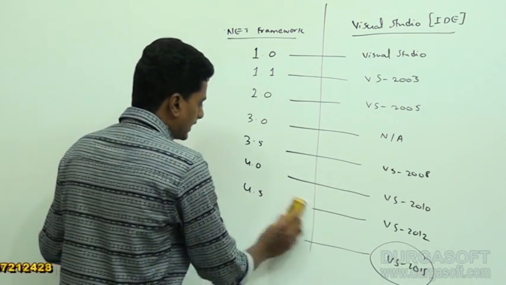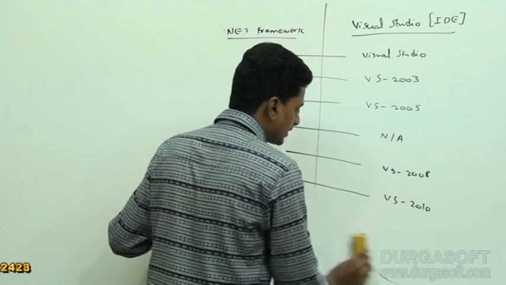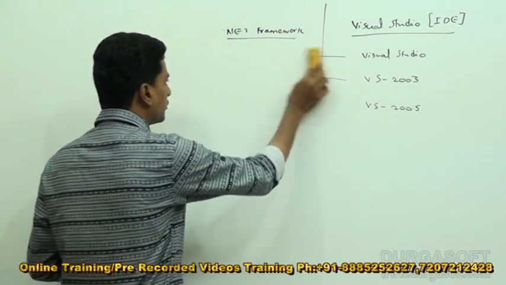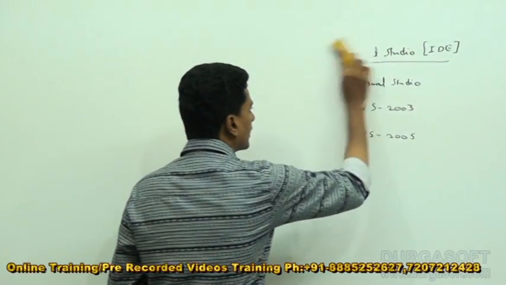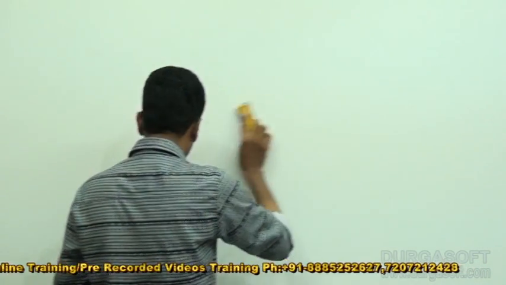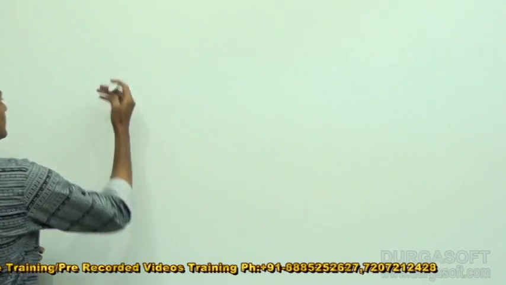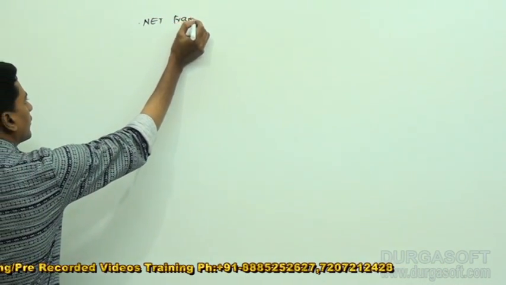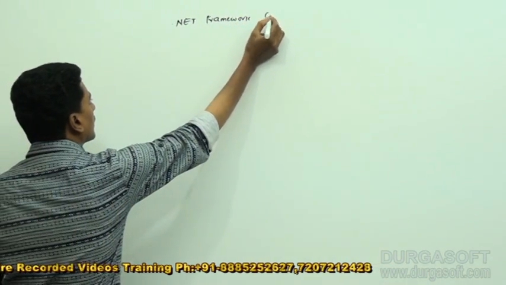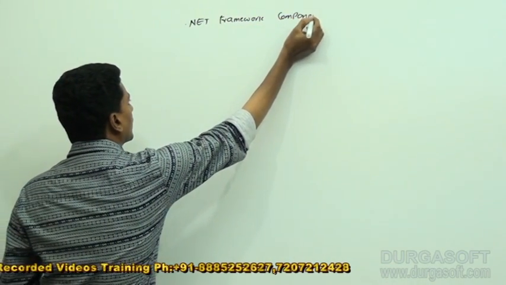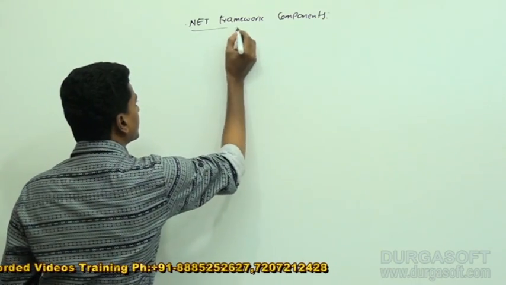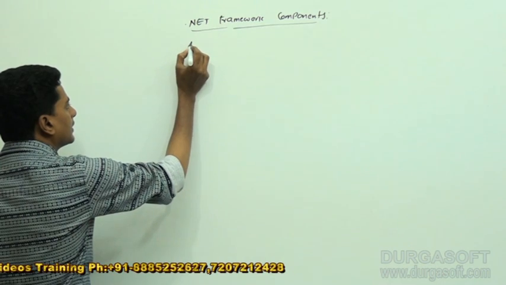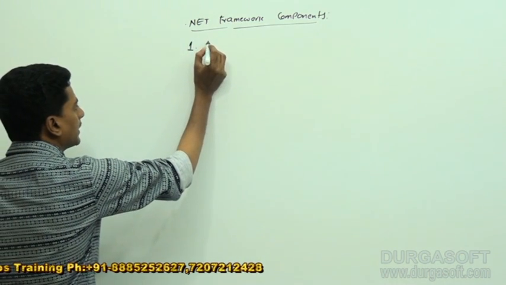Next I am going to discuss the .NET Framework components. What are the .NET Framework components, and what is the use of those components? The .NET Framework is mainly made up of two components.